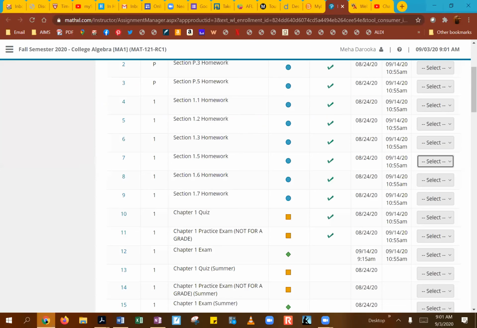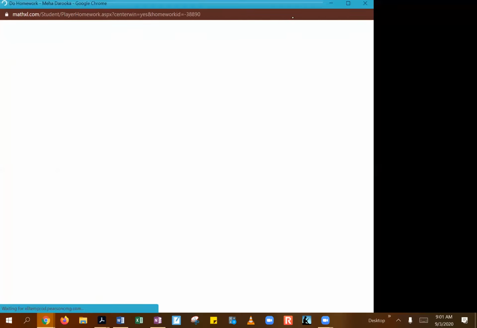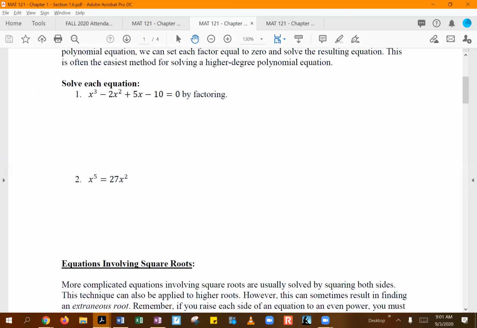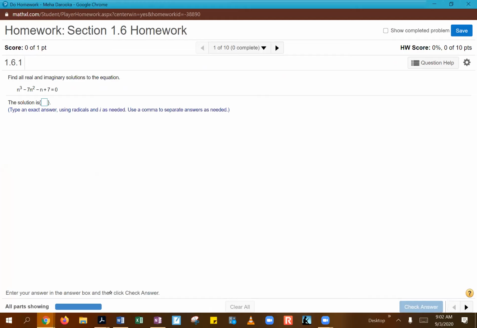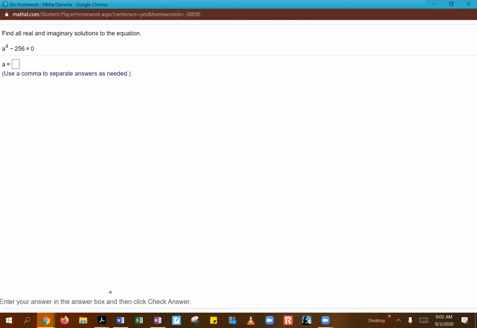So if you again look at your homework examples over here, number 1 over here is very similar to number 1 from our handout over here. So I just follow the instructions that I have for number 1. But this next example is the one I wanted to look at, where you have a to the 4th minus 256.